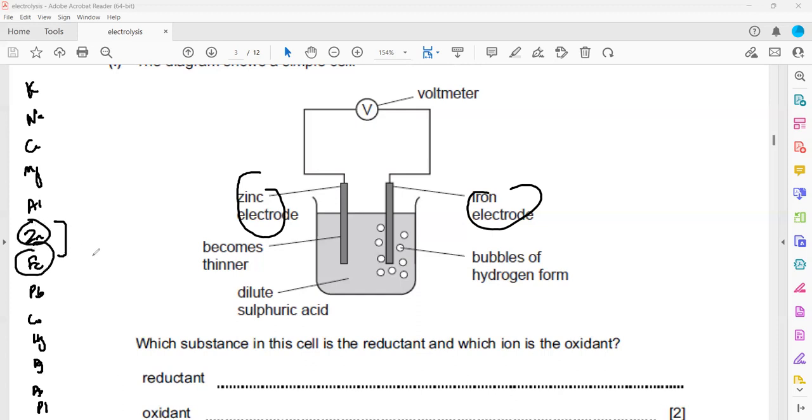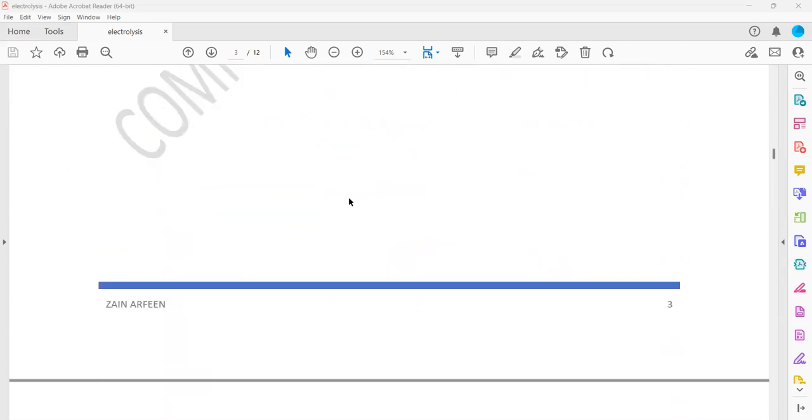But I want to increase the cell voltage. So what I can do, I can replace the zinc with magnesium, or I can replace the zinc with calcium, or I can replace the iron with copper. And we can mention greater difference in the reactivity, high cell voltage, or more voltage produced.